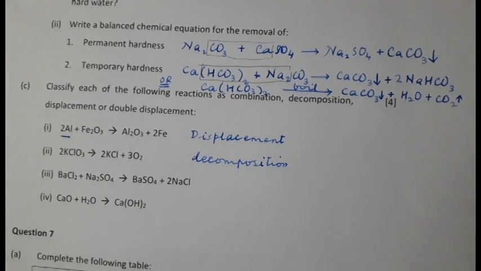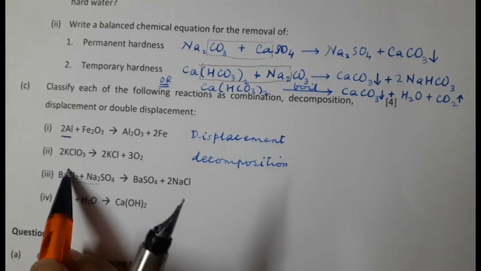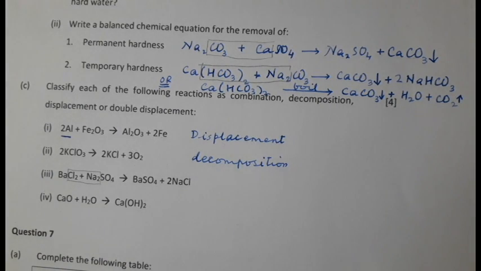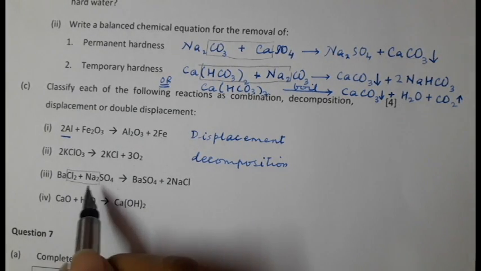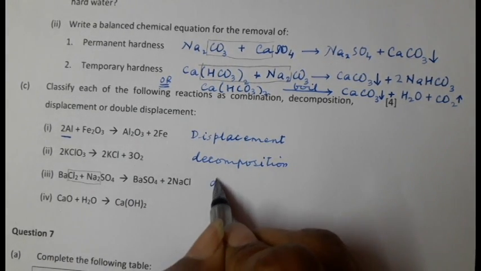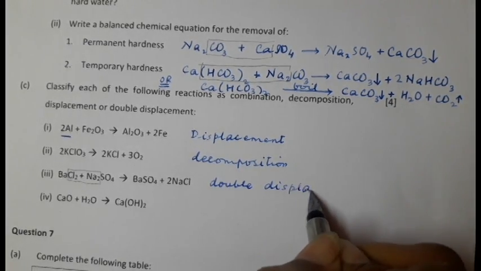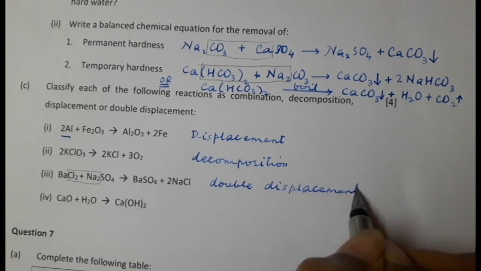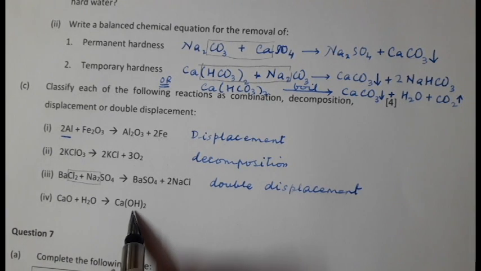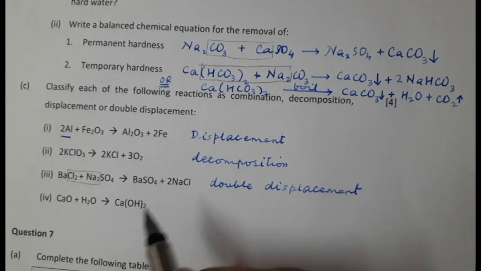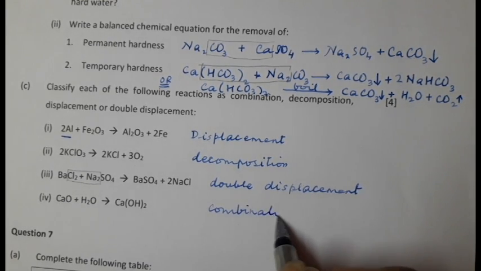We have the next reaction, BaCl2 plus Na2SO4. As you can see, it is double decomposition, which is double displacement as they are mentioned here. It has become BaSO4 and 2 NaCl. So this is double displacement. And last one, you can see that there are two compounds, they have combined together to give you another compound, and so it becomes a combination reaction.